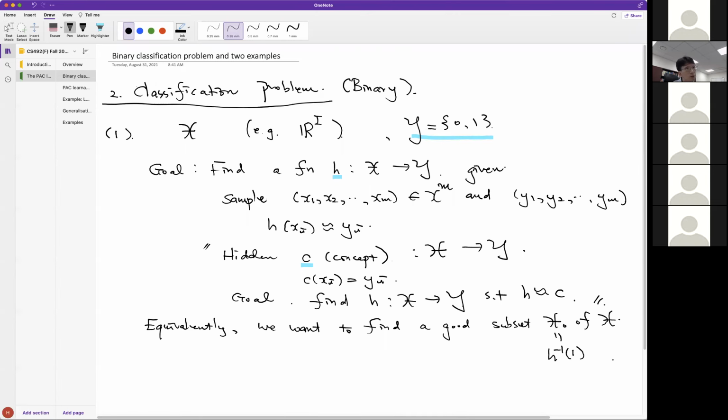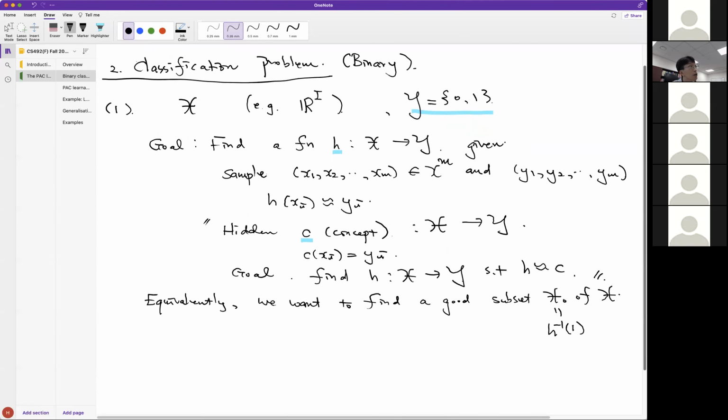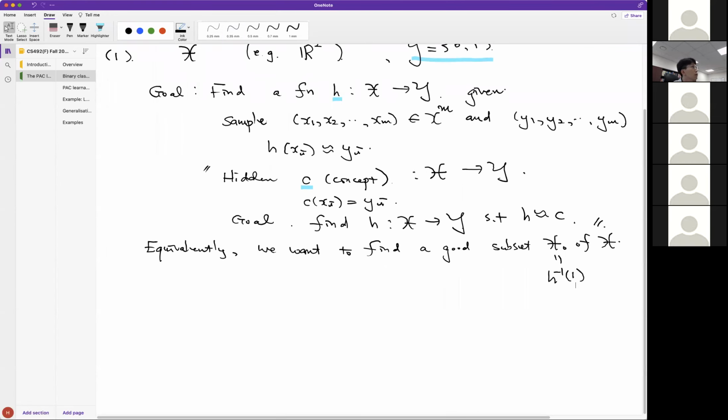So let me give you two examples of this type of problem. The first example is in the textbook. It's called the axis-aligned rectangle. So it's a problem of learning an axis-aligned rectangle. Okay, so that's this problem.